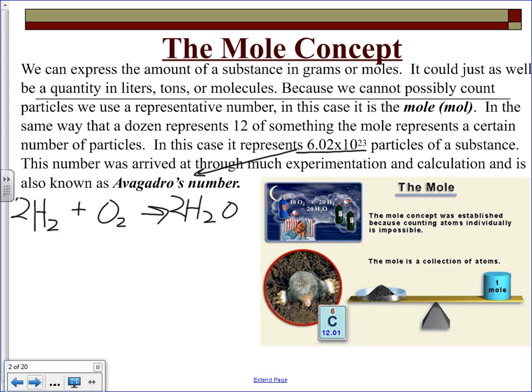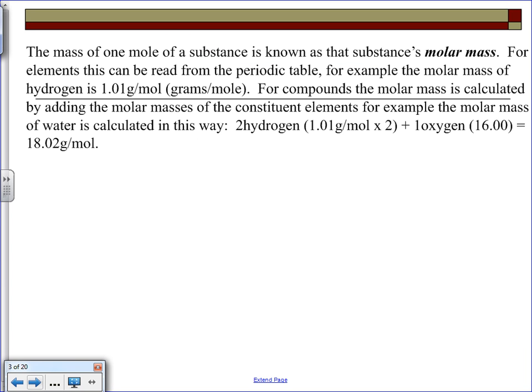All right, questions here? So the mole represents a fixed number, in this case, Avogadro's number, 6.02. You're not going to have to memorize that number, although you probably will indirectly. It'll always be given to you on your exam, quizzes, things like that. The mass of 1 mole of a substance is known as that substance's molar mass.